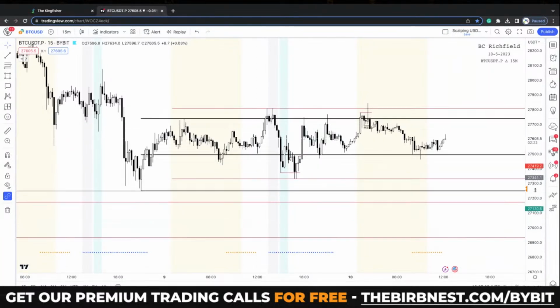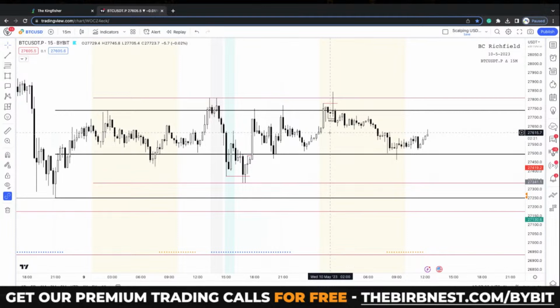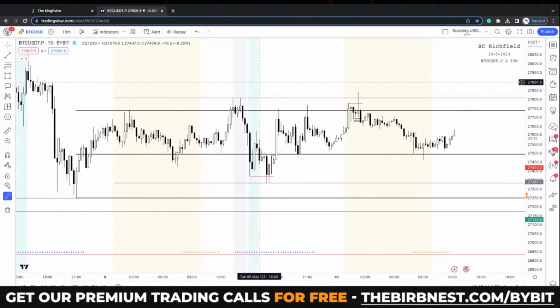What do I mean by clean and obvious liquidity? I like using the 15-minute chart. Look, these highs, swing highs and swing lows, are nice and clean. The lower the time frame, the more the noise, right? So if you're struggling at the moment trading, I'd really, really recommend getting something like this.